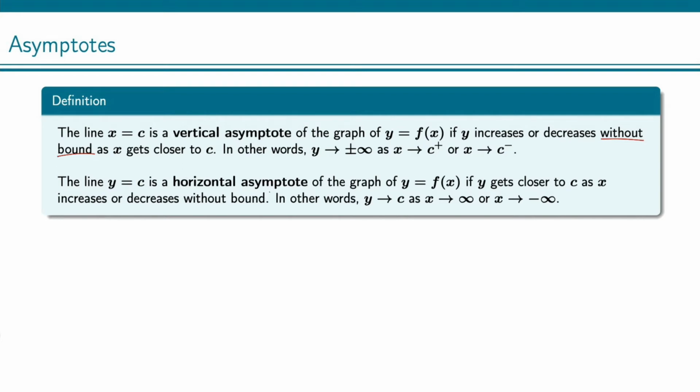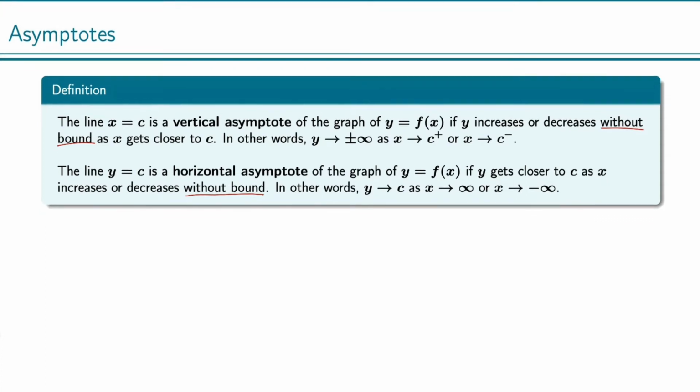For a horizontal asymptote, we have a line y equals c, and it's a horizontal asymptote of the graph of y equals f of x if y gets closer to c, okay, this line here, this horizontal line, as x increases or decreases without bound. So again, that same expression, without bound, and all we're saying here is that x is going off to infinity or negative infinity. So as x gets bigger and bigger and bigger and keeps growing, then our y value approaches some number.